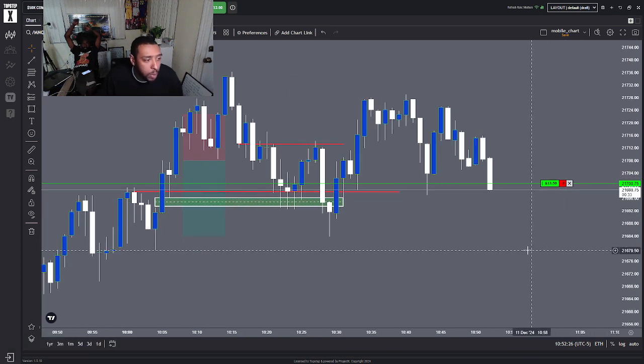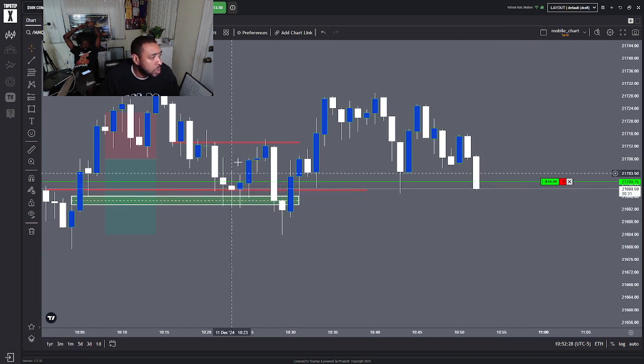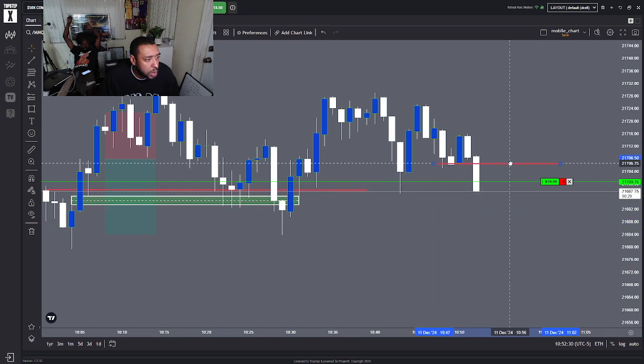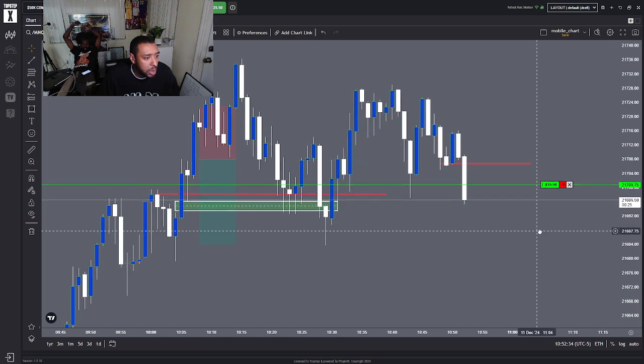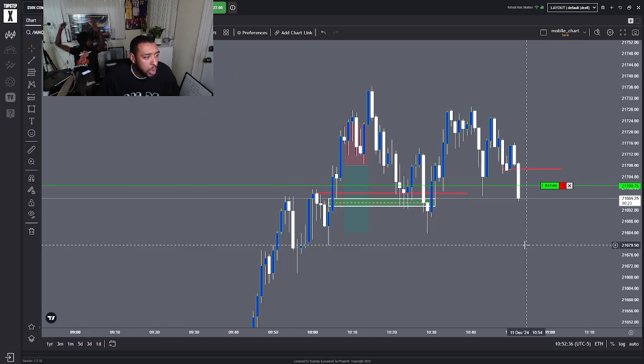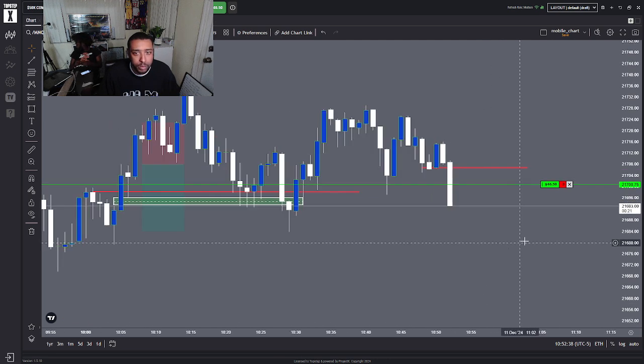Alright, I'm short right now off of this order block right here. We're in the macro time. I got 3 max. It's a nice displacement lower.